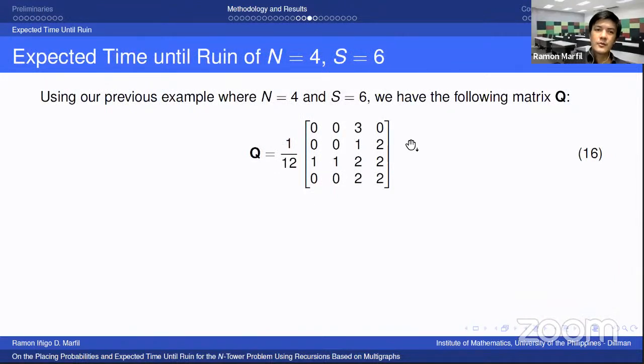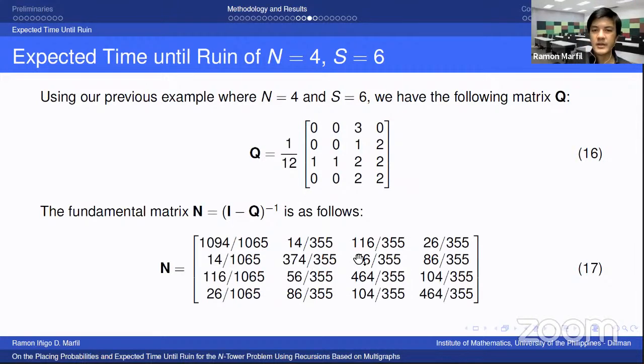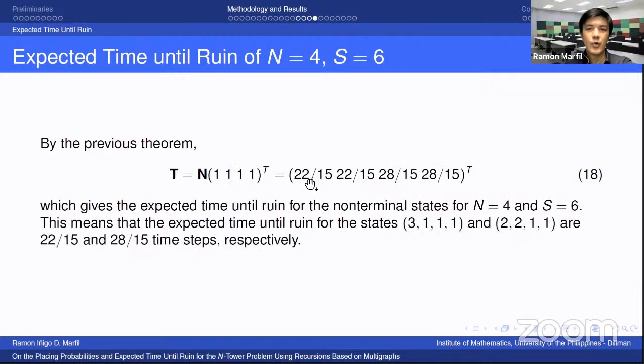Okay. So using this example, n equal to 4 and s equal to 6 pa rin, we have the following matrix Q. Fundamental matrix natin is equal to this. And kapag in-add natin yung mga entries na yan, so add nyo lang yung mga entries sa bawat row, makukuha natin ay 22 over 15 for the first two rows, and 28 over 15 naman para doon sa last two rows. Okay?